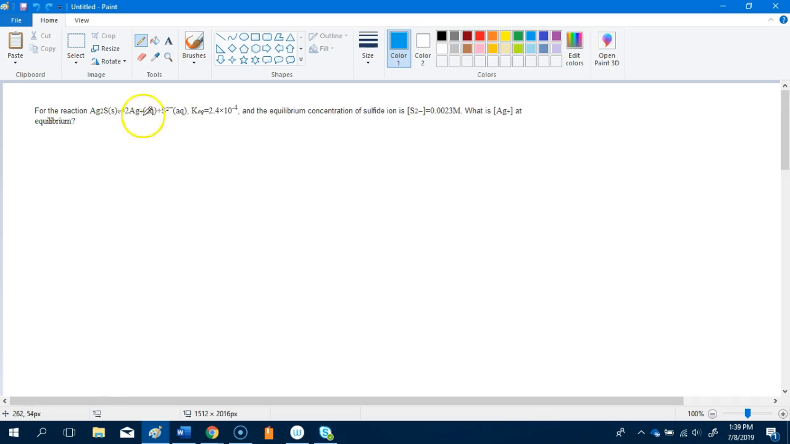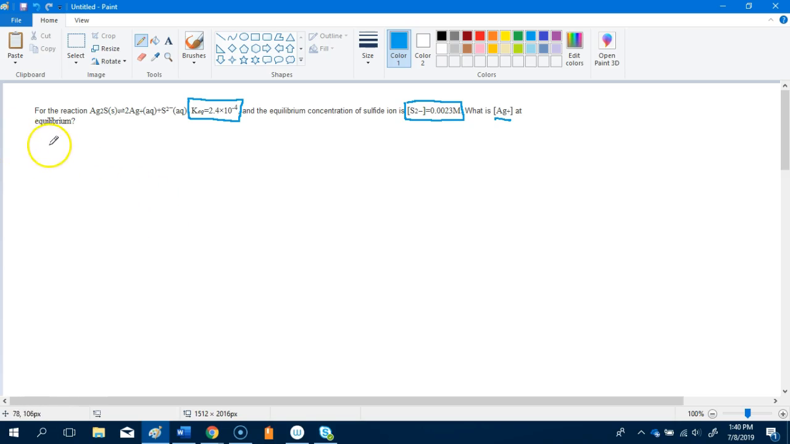So in this question we are given the reaction of silver sulfide decomposes into silver and sulfur ions, and that we are given an equilibrium constant of 2.4 times 10 to the negative 4, and we're also given the concentration of our sulfur, which is 0.0023 moles per liter, and we're trying to find what our silver ion is going to be, what its concentration is at equilibrium.